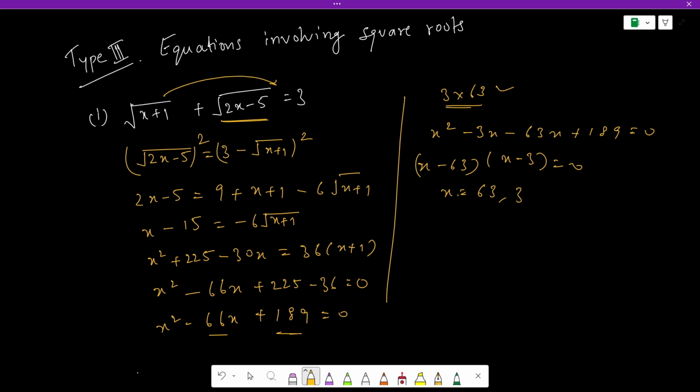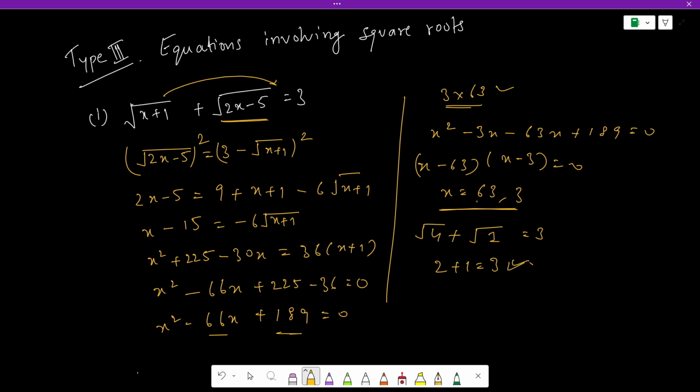Now the catch here is that we may get extraneous roots. So what are extraneous roots? After solving we found some values of x, but some of them may not satisfy our original equation. So in order to find them, we must put these values in the original equation and check which of them are valid. So let's put 3 first. So this becomes under root 3 plus 1, 4, plus under root 6 minus 5, 1, equals 3. So what we get is 2 plus 1 equals 3, and this is correct.